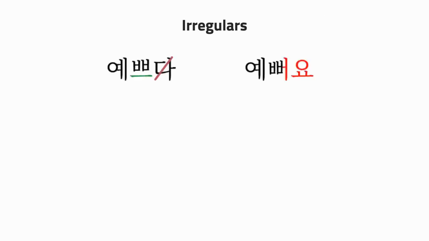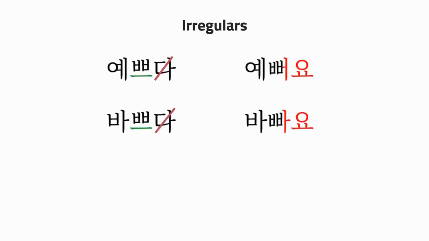Irregulars. Some of the most commonly used verbs and adjectives in Korean language are irregular, so it's important to remember them in order to conjugate them correctly. 예쁘다, 예뻐요. 바쁘다, 바빠요. 기쁘다, 기뻐요.